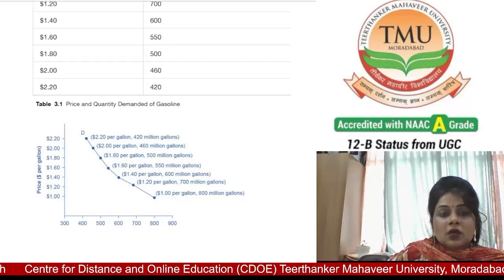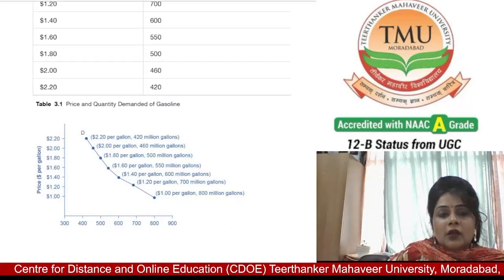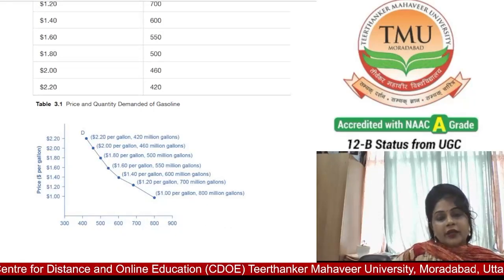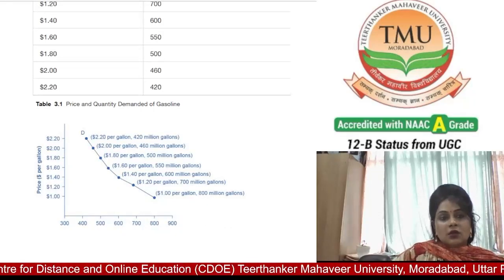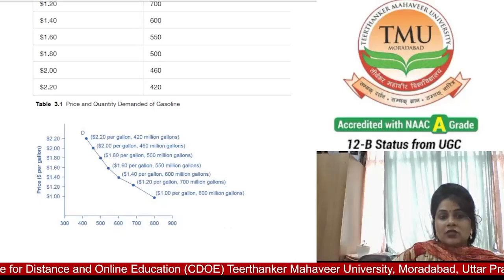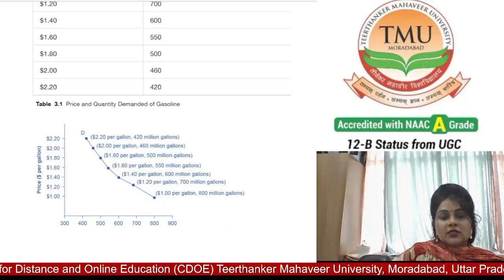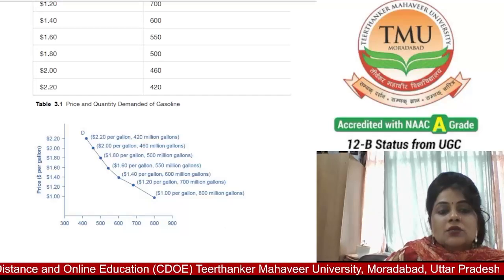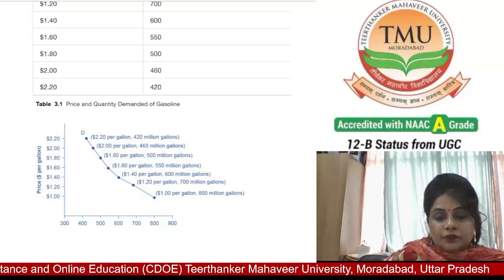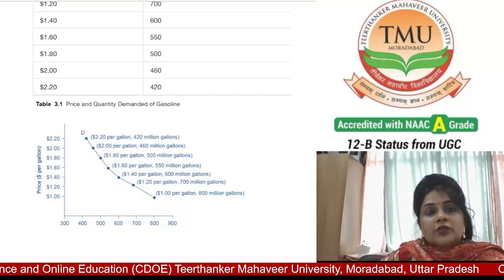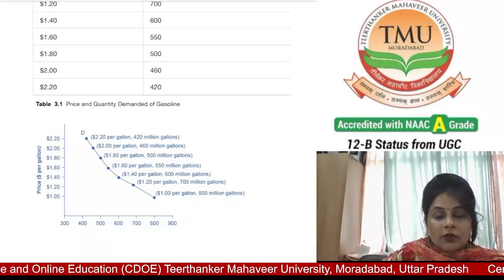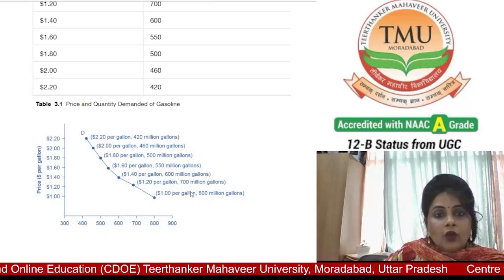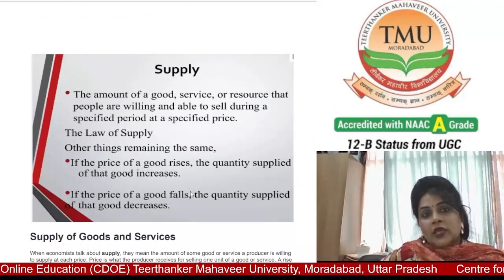In the law of demand, as the price increases, the quantity demanded decreases, and conversely, as the price decreases, quantity demanded increases. So I think you have understood the relationship between price and demand. Now we discuss the supply side.